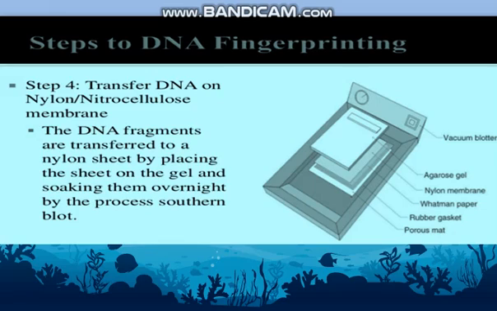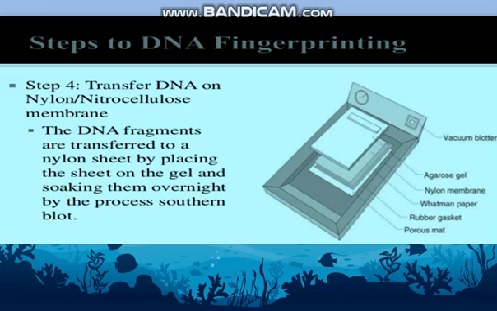So, after isolation, digestion is done, meaning the DNA is cut into fragments. Then after that, DNA fragments are arranged according to the size by the process known as gel electrophoresis, and now it is a transfer of DNA from the agarose gel to the nylon or the nitrocellulose membrane, and it is done by transferring the DNA fragments to the nylon sheet by placing the sheet on the gel and soaking them overnight, and this process is known as the Southern blot.